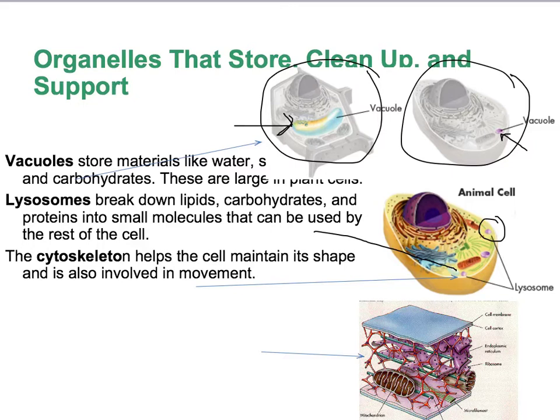And then down at the bottom here, we've got the cytoskeleton, which helps the cell maintain its shape and is also sometimes involved in movement. It would be these structures here that are kind of holding it together. Just like if you think of the word skeleton, our skeleton holds our body's shape and helps us move. The same thing for the cell. So the cytoskeleton helps the cell maintain its shape and structure, and helps it move.